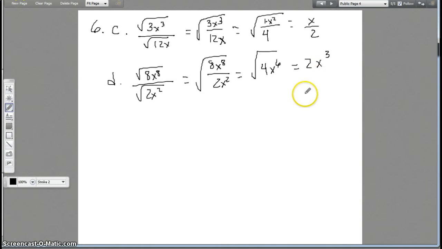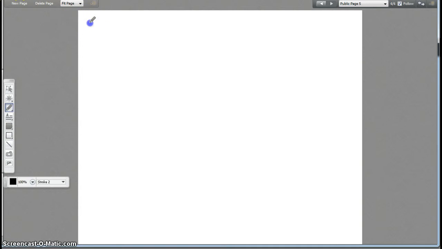Remember, a square root is a half power. Anytime you take the square root of something that has a power, you need to cut that power in half. That's what a square root does to powers. It's going to cut the power in half. So that was number 6. It's just like number 14 that I assigned as homework. So let's take a look at number 7.